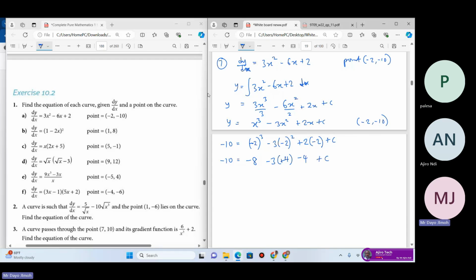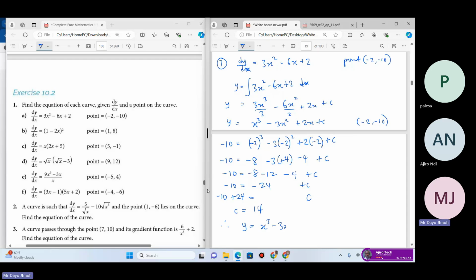C. It is minus 10, minus 8, minus 12, minus 4, plus C. This together will give us 20, 24, minus 24, minus 10, plus C. So C should be equal to minus 10, bring 24 across, become plus. So C is 14, isn't it? Yes. Therefore, the curve is y equals x cubed minus 3x squared plus 2x plus 14, right?